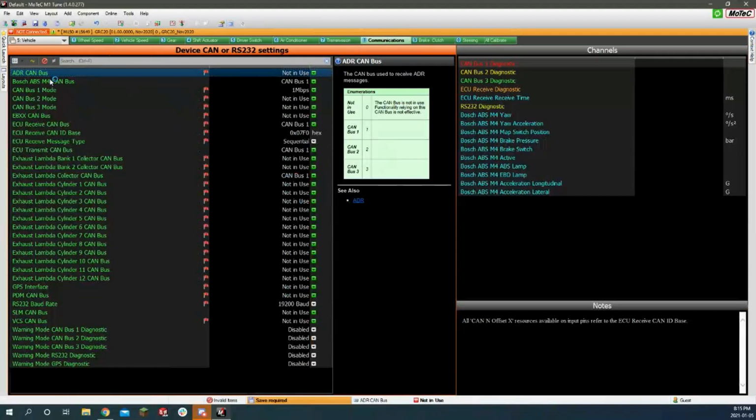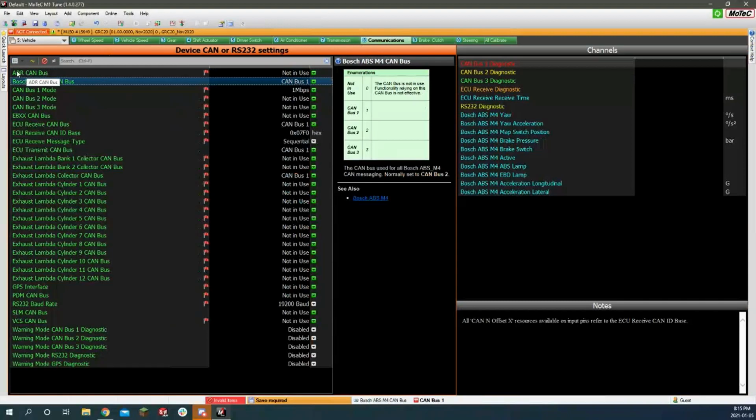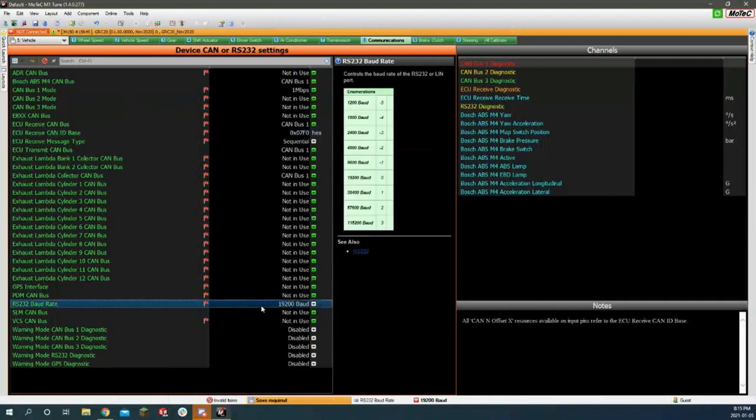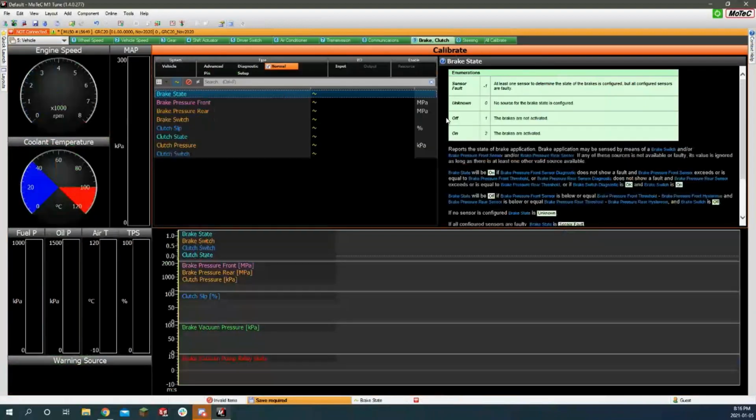There are the comms, so it has to do with CAN, ADR. We have the different things. I think there's the RS232 or whatever it is, different communication things, to output info to whatever devices are on your car. I don't know a whole lot about that. Anthony knows more about that stuff, so you can ask him if that's interesting to you.